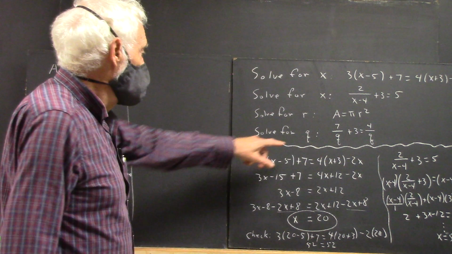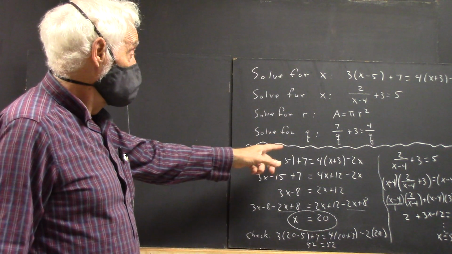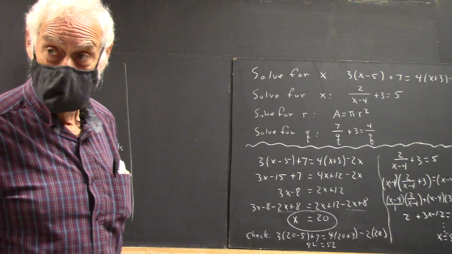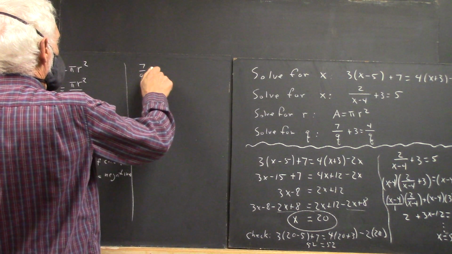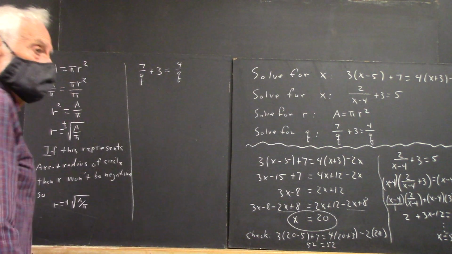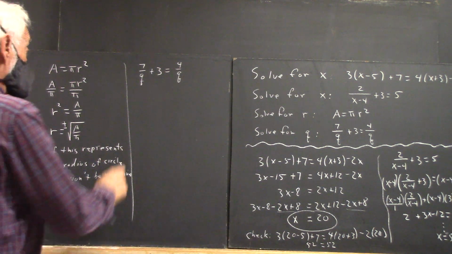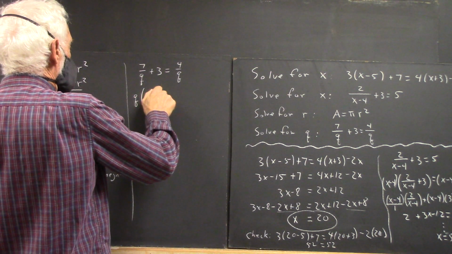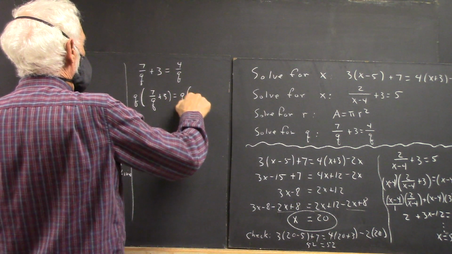Now, I've only got this much space to do this. Do you think I can do that? Yeah, actually, this is probably the shortest problem on the test if you do it right. Okay, you've got 7 over Q plus 3 equals 4 over Q. So you multiply both sides by Q. Okay? Q times the quantity 7 over Q plus 3 equals Q times 4 over Q.